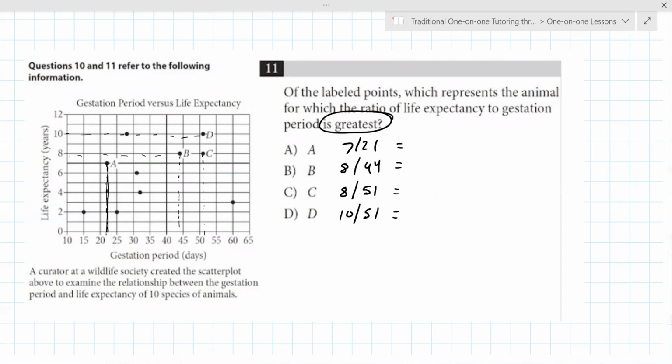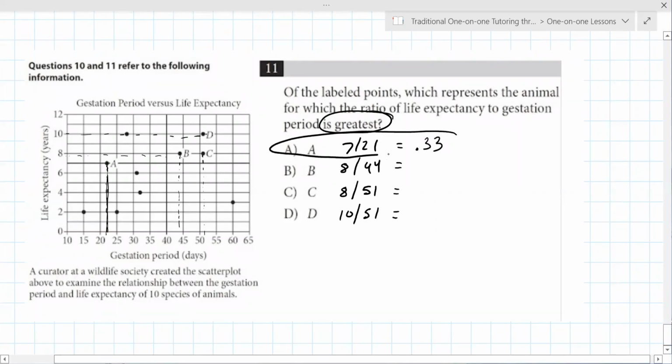Do you have an answer for me for any of these? 7/21, and the answer is 0.33. That's correct. All right, very good.